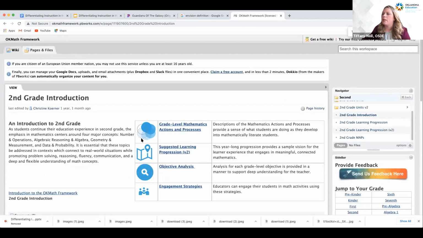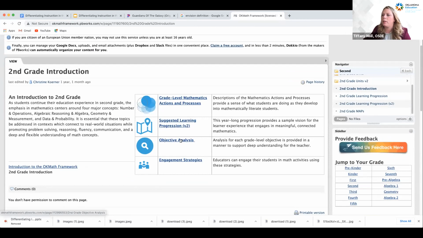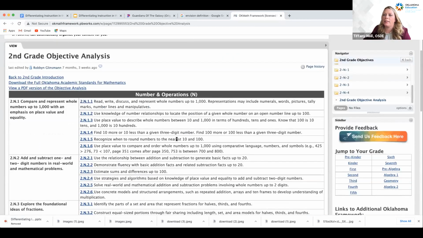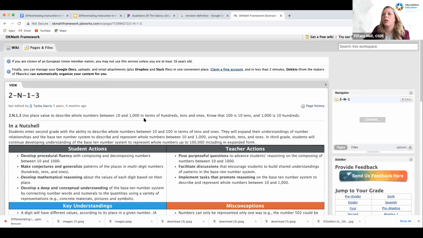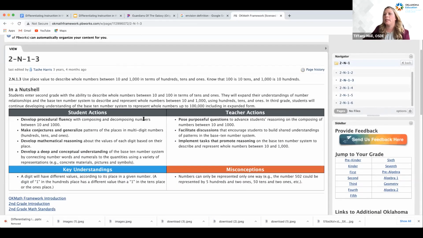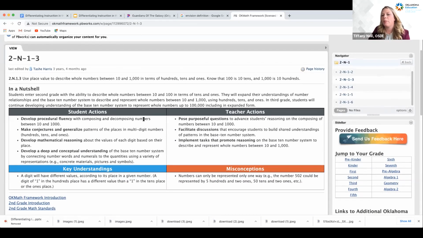What you can see here for each of the curriculum frameworks is an area titled objective analysis. It has a full list of the standards and the objectives for a particular content area. And if you click on one of those standards or objectives, you're going to get information about what that standard or objective means, in a nutshell or in lay terms.